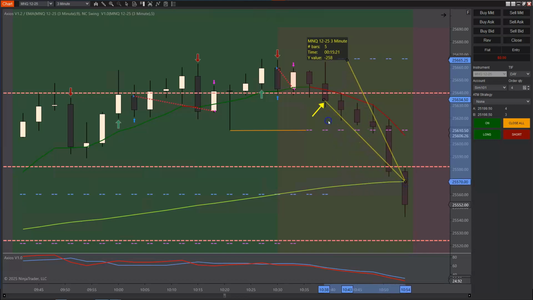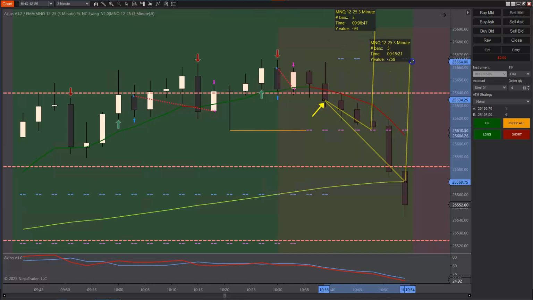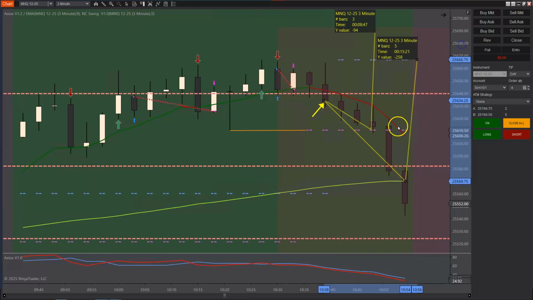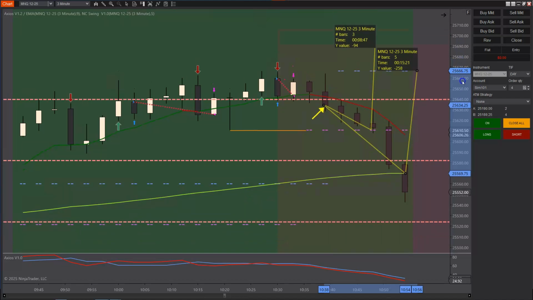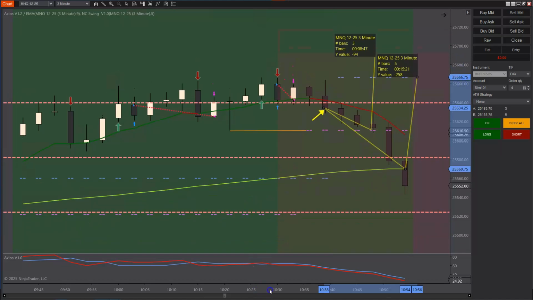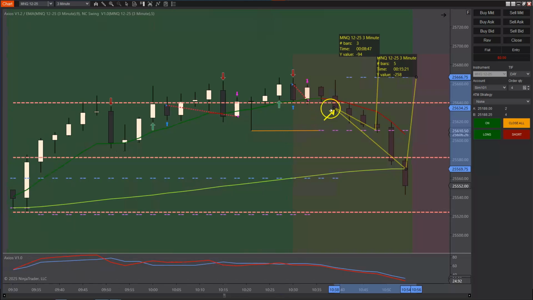And maybe you could even do something like take the first one at the swing for 94 and then hold the second position for 258 ticks all the way to the 100 moving average. Maybe after you hit your first target at the swing, you move your stop to break even and protect profits. Something like that. Anyway, that's the idea. We could call that mean reversion from close below after Axios signal.